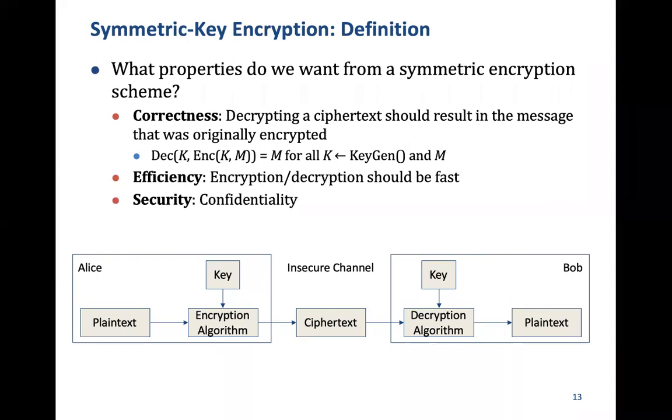Third is security, which essentially is confidentiality. Okay, so in between, if Eve wants to read the message and she doesn't have the key, she should not be able to read it. That's confidentiality.